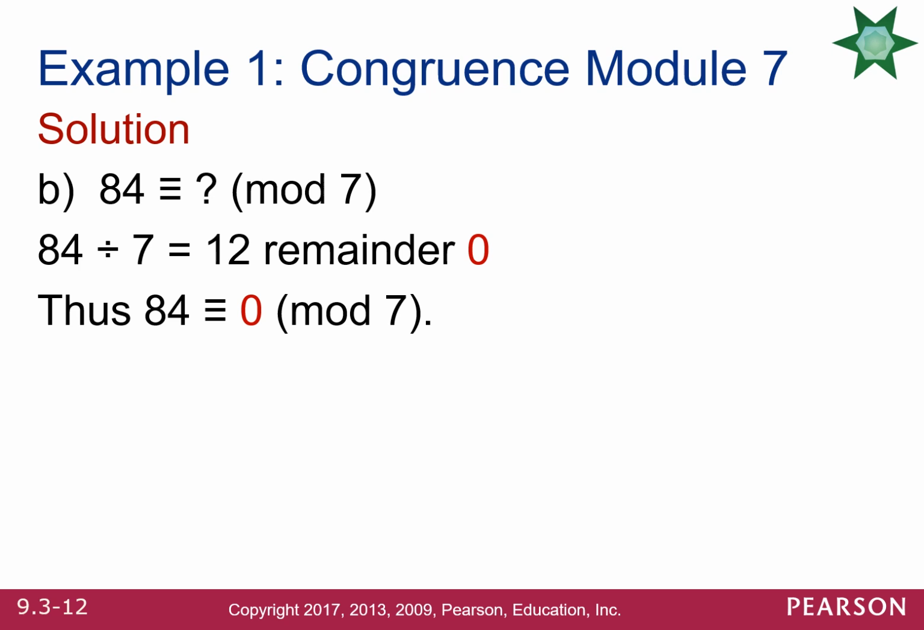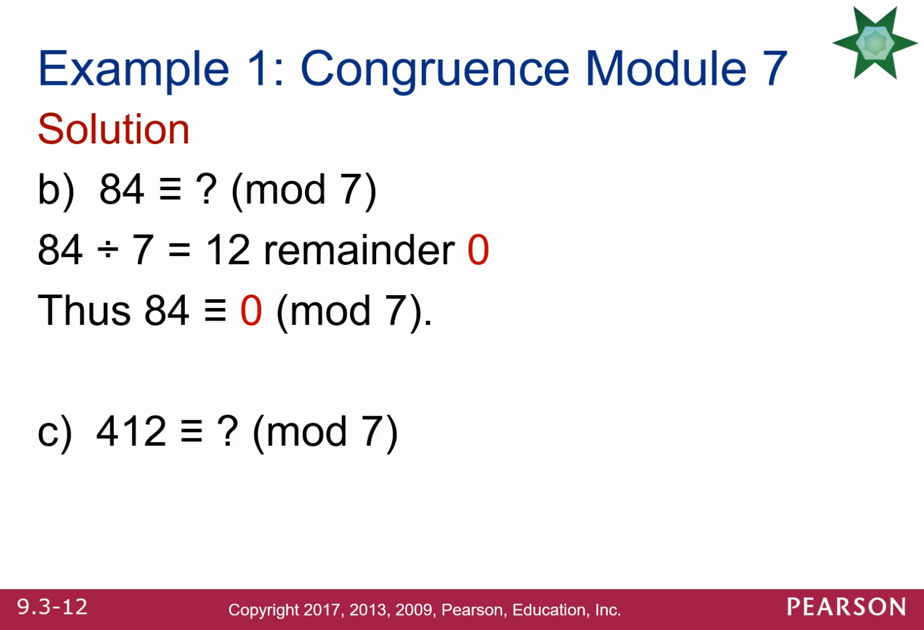When there are three horizontal lines instead of two, we don't read it as equal to. That's only when we have two horizontal lines. If there are three, that means it's congruent to. That's how you read this notation, this symbol. So 84 is congruent to 0 mod 7.